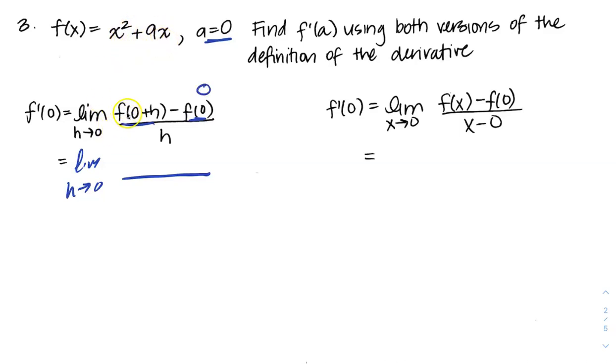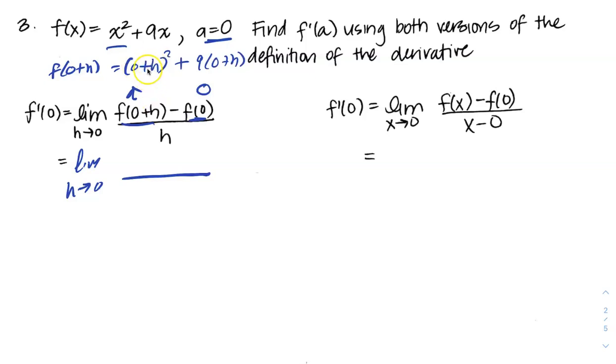How about the other one? F of 0 plus h. A lot of people freak out with this. Literally, f of 0 plus h just means plug in 0 plus h. So instead of x squared, I'm going to get 0 plus h squared. Instead of 9x, I'm going to get 9 times 0 plus h.